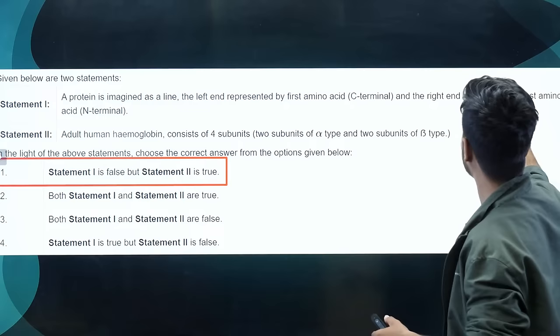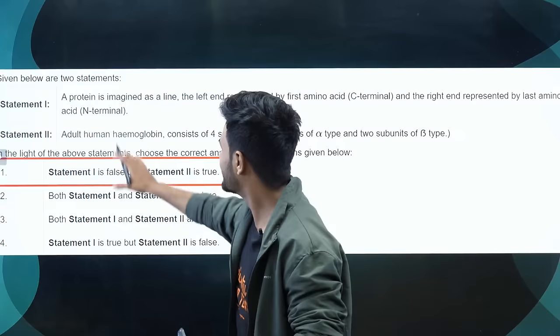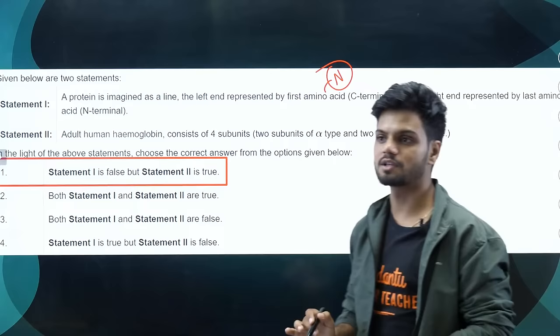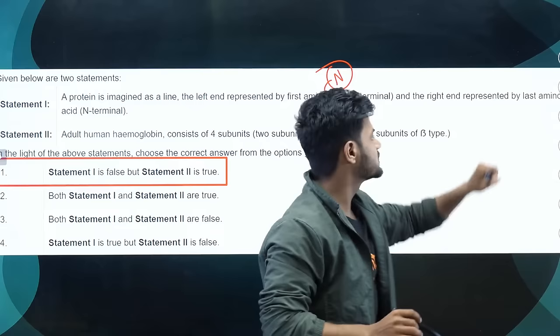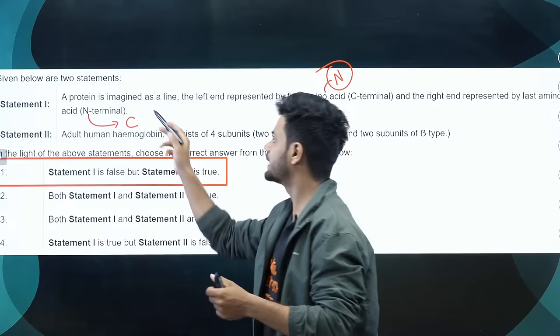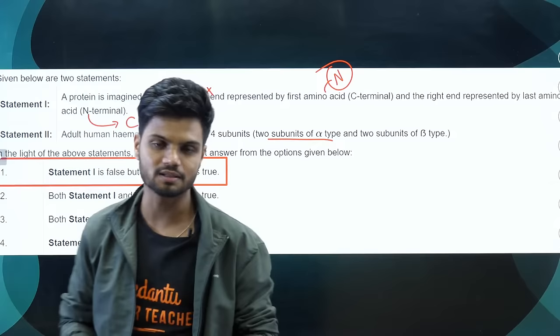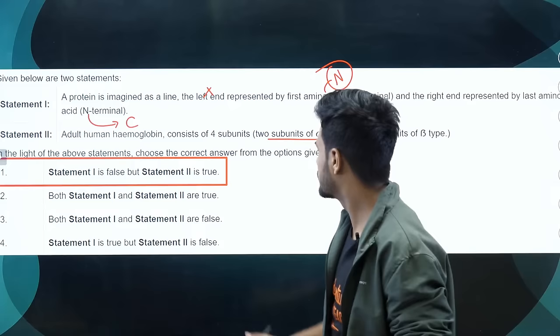All of us know, the first statement is false because the first amino acid is represented by the N-terminal, and the right end, the last amino acid, is the C-terminal. That is the correct answer. So this is a false statement. The second statement is that adult hemoglobin consists of four subunits, two alpha chains and two beta chains. That is a quaternary structure. Hemoglobin is a quaternary structure of protein. Statement 2 is correct.